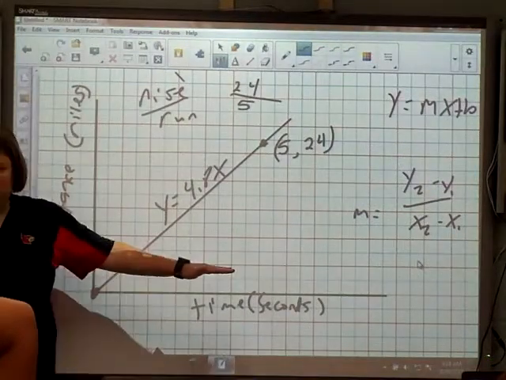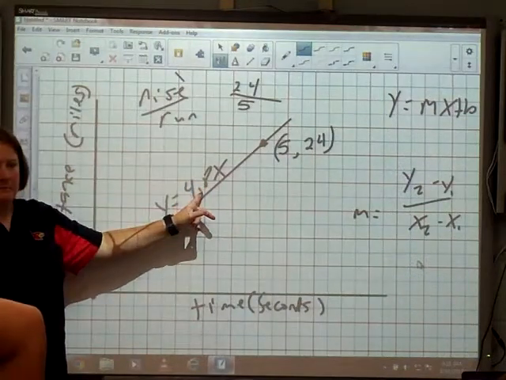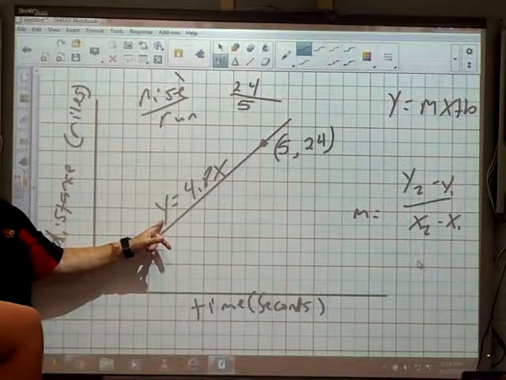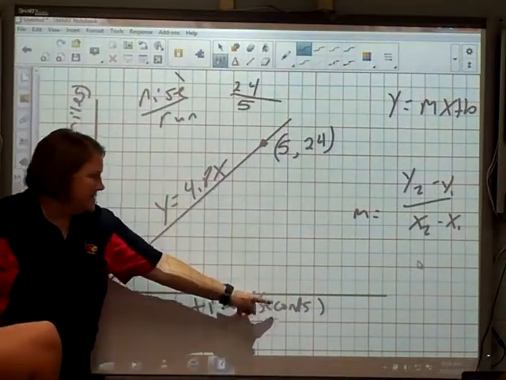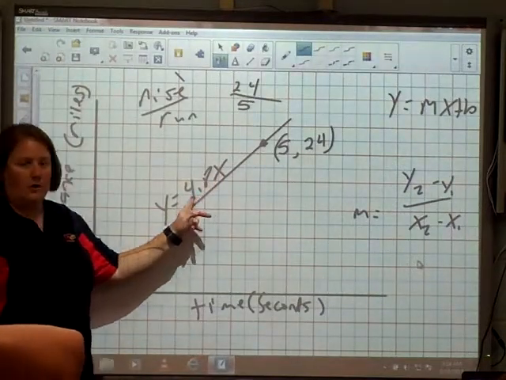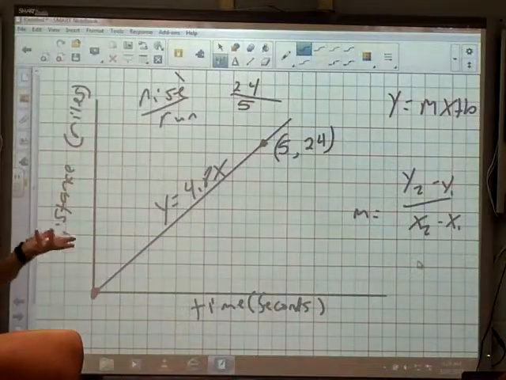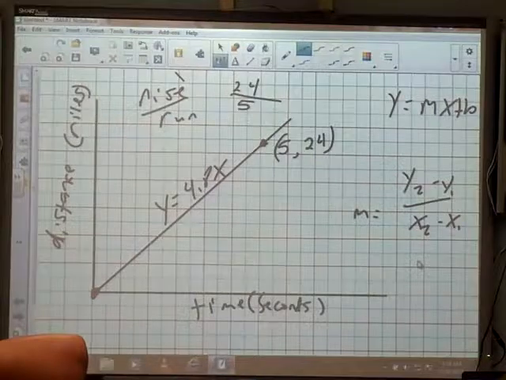Time is on the x-axis, good, Connor. So I'm taking my time and multiplying it by 4.8, and that would tell me how far I went, right? For every second, because it's in seconds, I would go 4.8 miles. Okay, so sometimes we don't do that. We don't make the connection for what the equation means to how it's really real world.